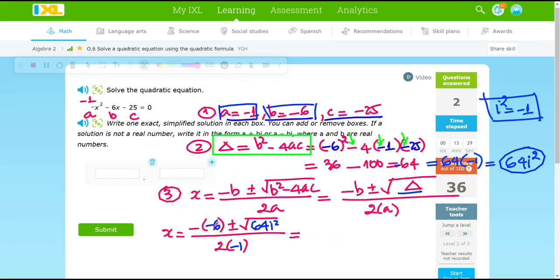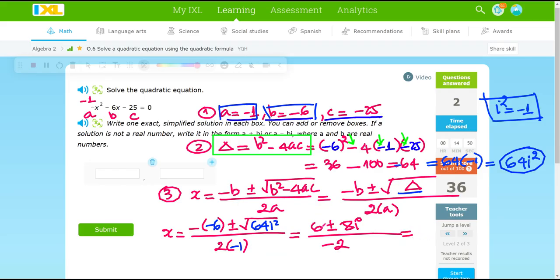Okay? Negative, negative becomes plus 6. Okay, so we substitute in, and now negative 6 becomes plus 6. Okay, plus 6. You can do it a little bit slow, it's not a big deal. Plus 6 plus minus square root 64, that's an 8. And square root i squared, that's an i. Okay, and on the bottom is negative 2.